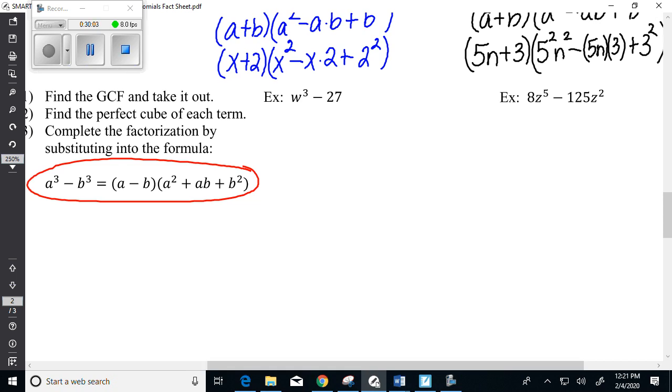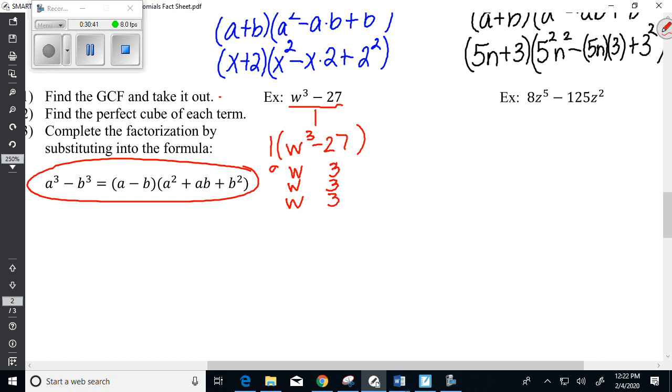W to the third minus 27. Remember, check for GCF. You have a 1, you have a 27, so you're dividing by 1. They both don't have a variable, so we're stuck with what we have. W to the third is W, W, W. 27 is 3, 3, and 3. Notice that I didn't do anything with the sign. You don't have to. The formula takes care of that. So that's one less thing that you have to worry about.